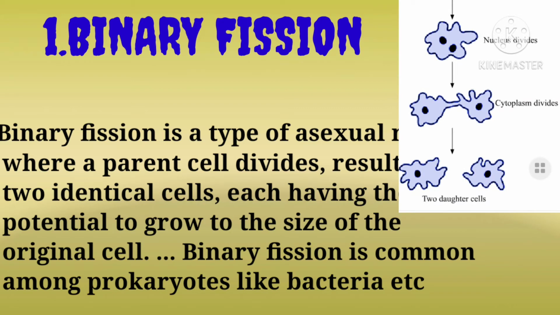This is the diagram of the binary fission that takes place in amoeba also, in which first the nucleus divides, and after that the cytoplasm divides, and one amoeba gives rise to two daughter amoeba.